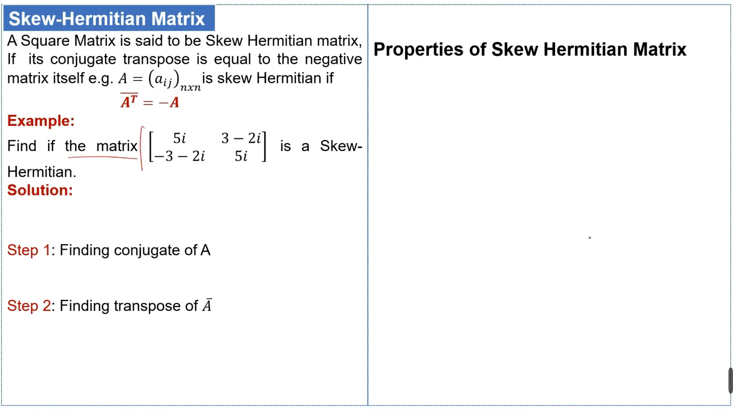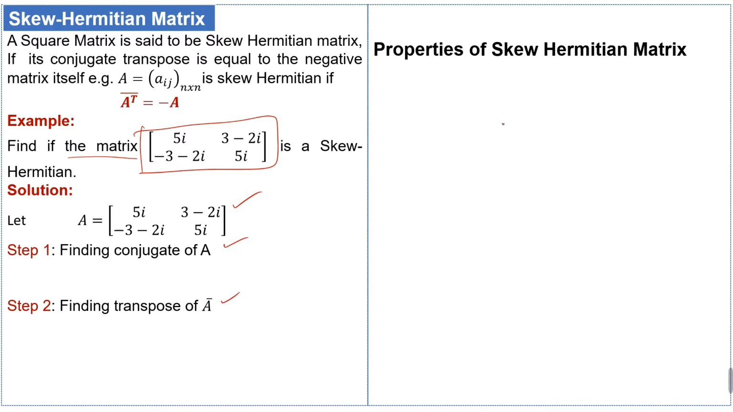Find if the given matrix is a skew Hermitian matrix. Suppose A is equal to this matrix, and we have two steps. First we find the conjugate of the matrix and then we find the transpose. We know that in conjugate, the signs of the imaginary numbers are changed from positive to negative and negative to positive. Here we can see that these are the imaginary numbers, so the signs of these terms will be changed from positive to negative and negative to positive.